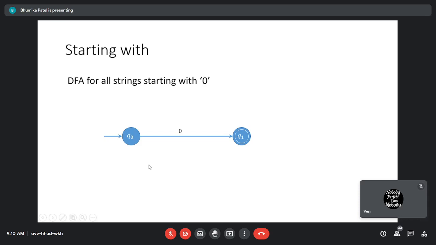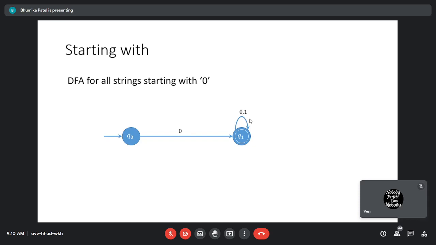Our minimum length string is 0, so anyhow it should be accepted. Now anything after 0 must be accepted. So on the self loop on Q1, anything whether it is 0 or 1 must be accepted. Once my string has started with 0 from the initial state to the next state, anything after that must be accepted.